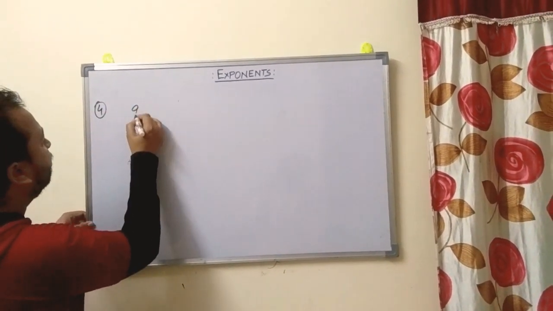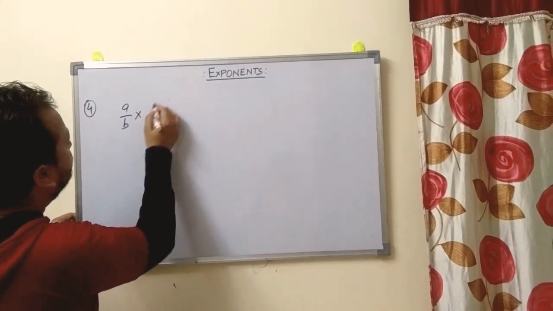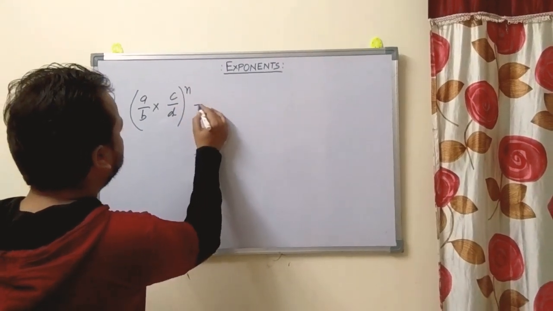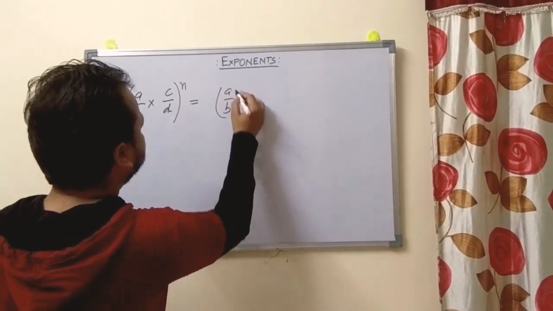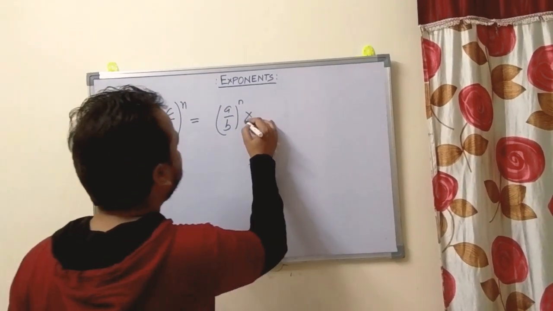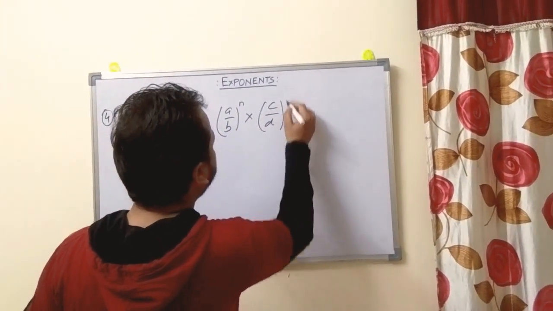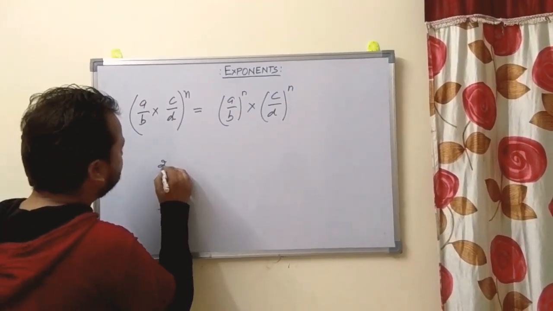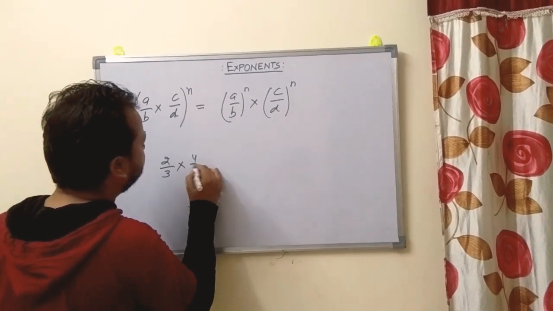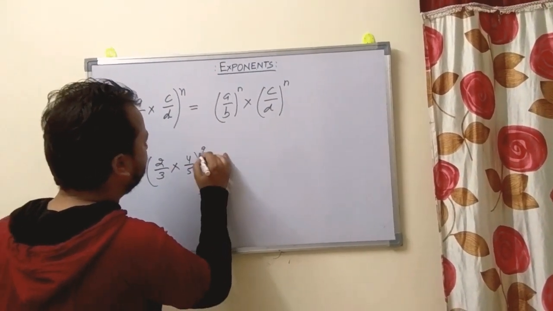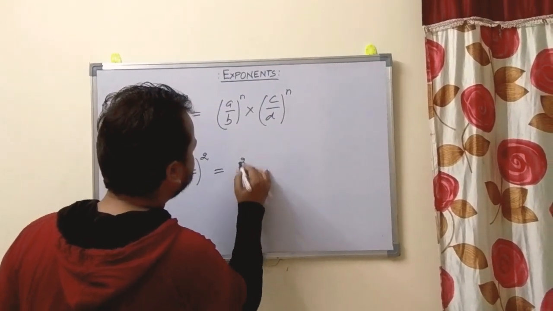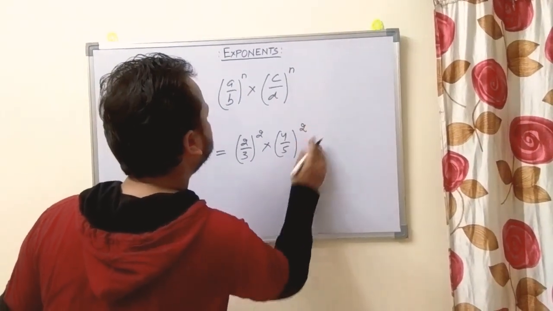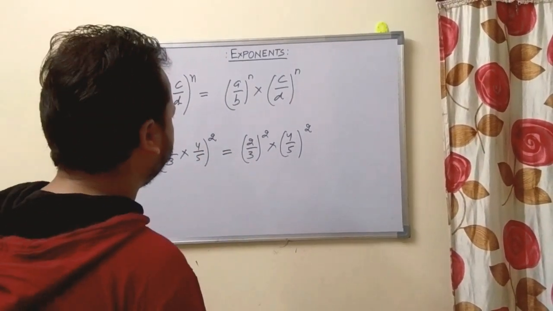Formula number 4. If a by b is a rational number and c by d is also a rational number, if whole power n, you can write it as a by b power n multiplied by c by d power n. The example is 2 by 3 multiplied by 4 by 5 whole power 2. You can write it as 2 by 3 power 2 multiplied by 4 by 5 power 2, and you can solve it.